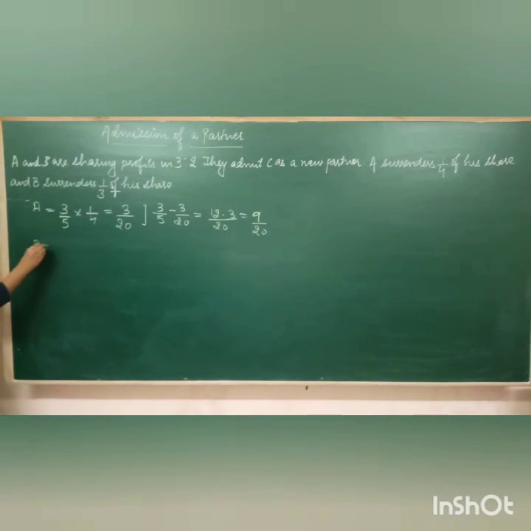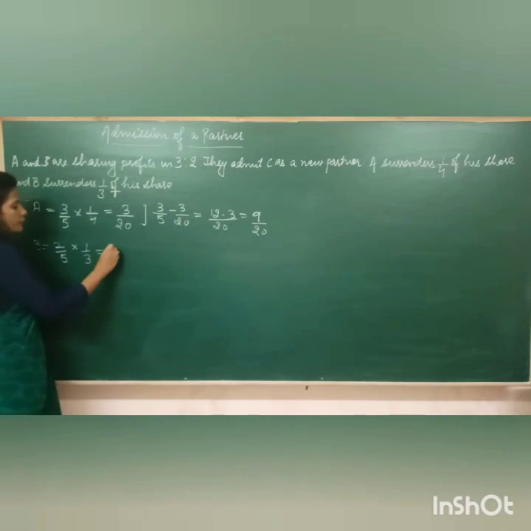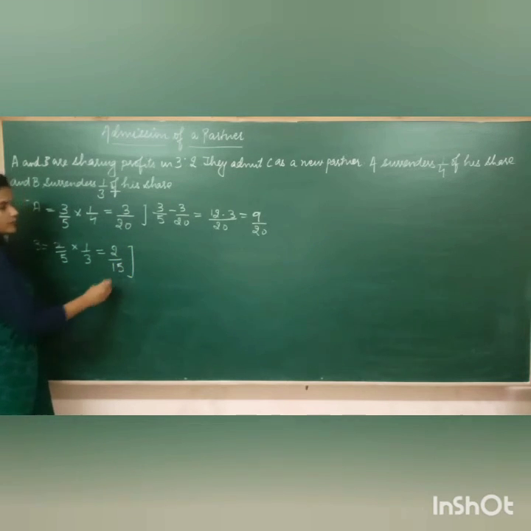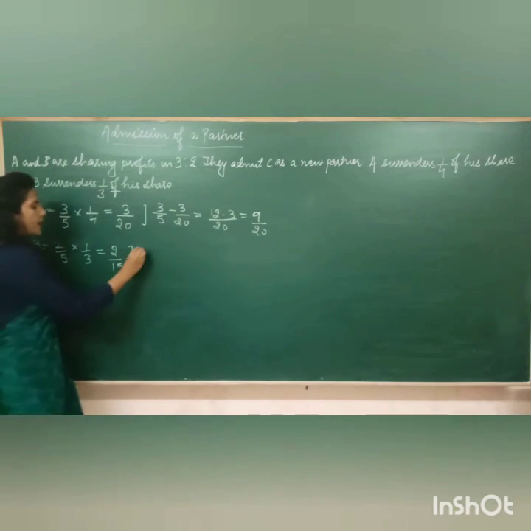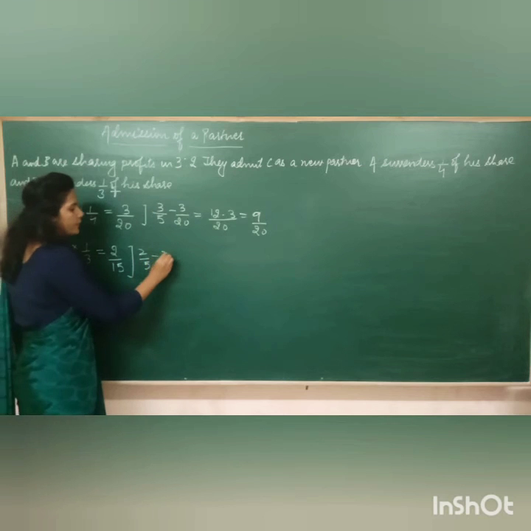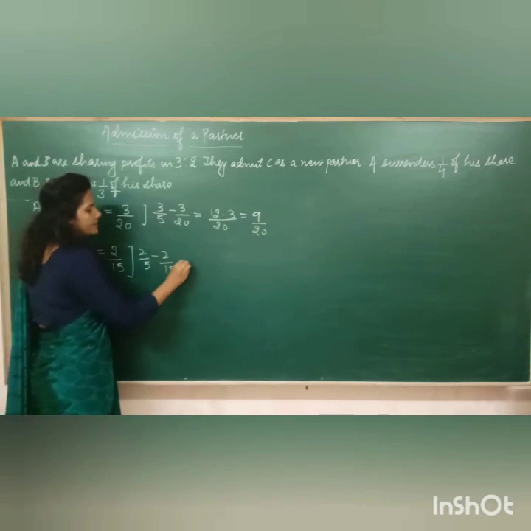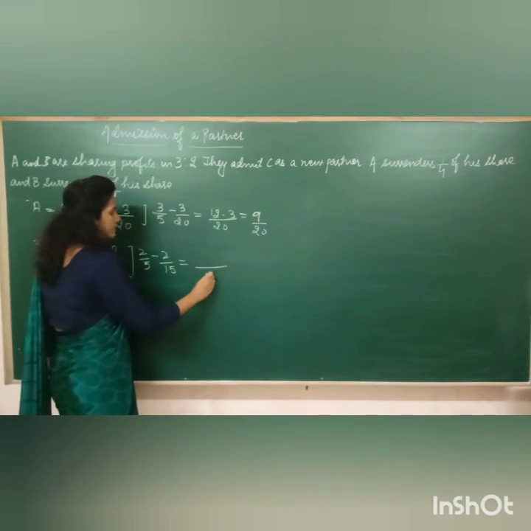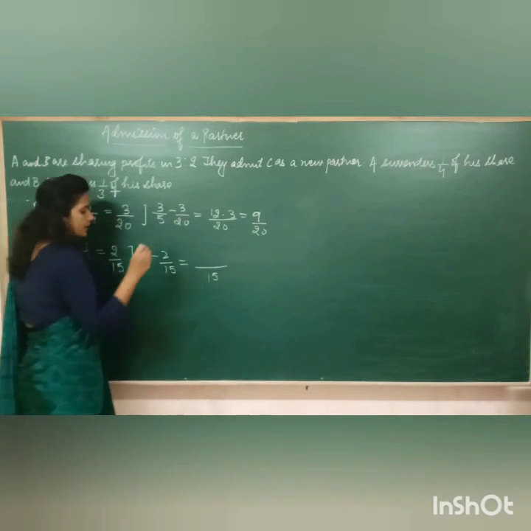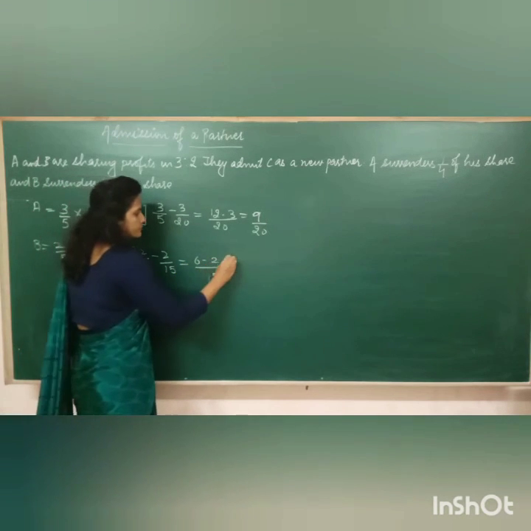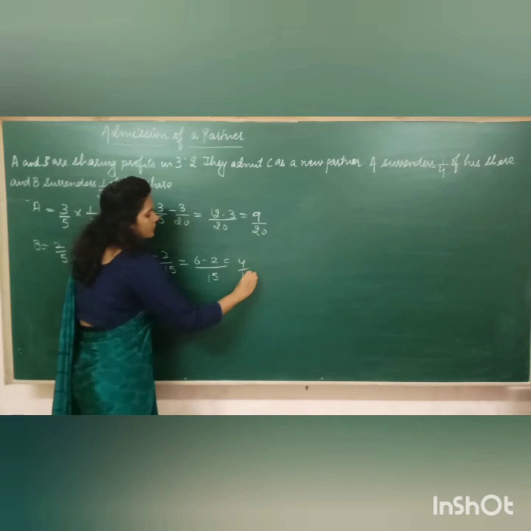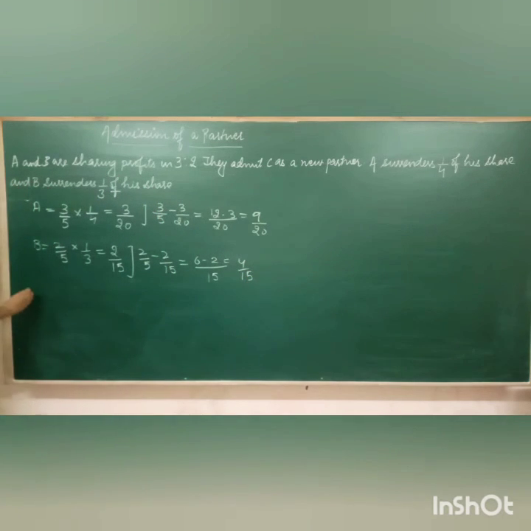Same way, B has given 1/3 of his share. So first of all let us check how much 1/3 of B's share is. 1/3 of B's share is this much, 2 by 15, right? It means that out of his share 2 by 5, 2 upon 15 he has given to C. So it means now he is left with this, 4 upon 15.